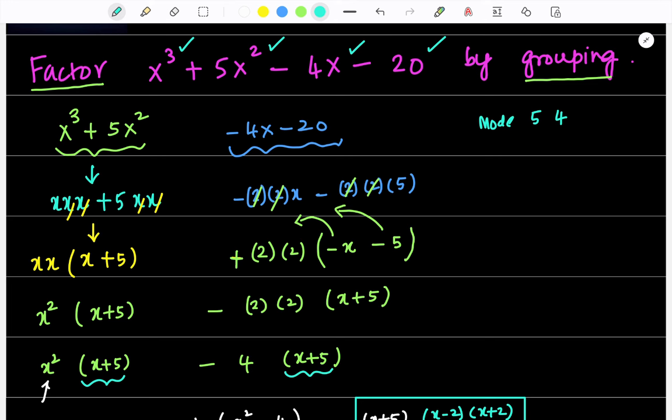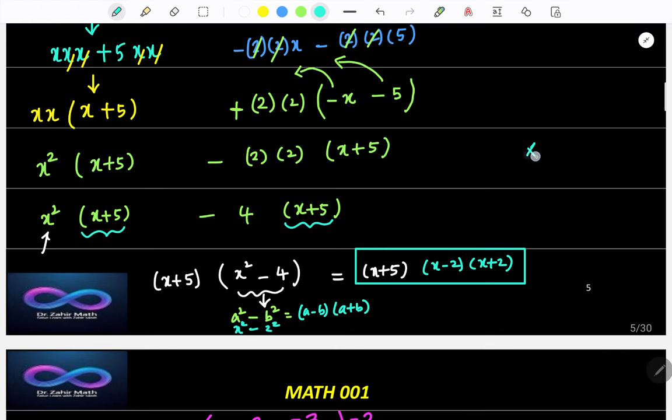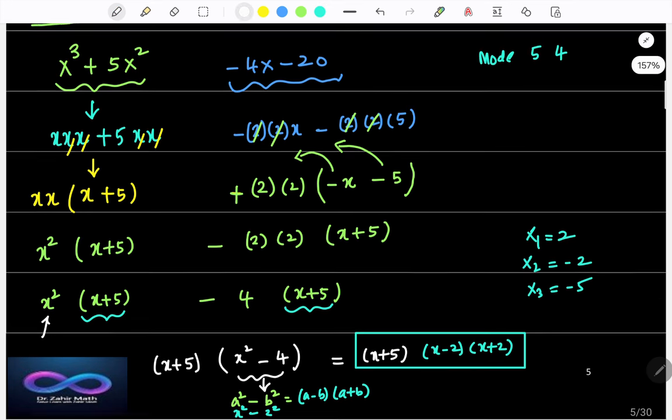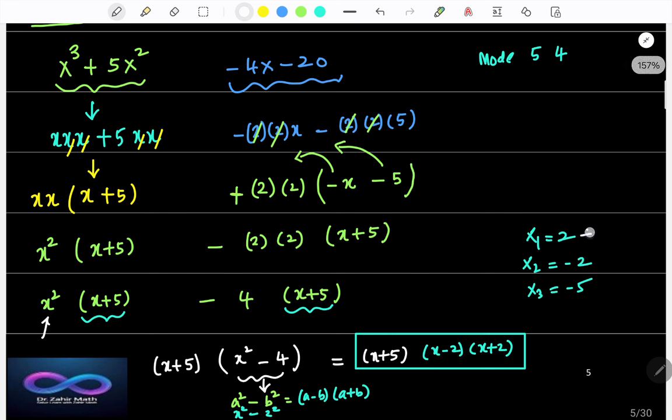If you press equal everything, I'm getting x1 is equal to 2 and x2 is equal to minus 2. Then x3 is equal to minus 5. Okay, look here. So these are your solutions. If these are your solutions, what will be your factor here? X minus 2. What will be your factor here? X plus 2. What is your factor here? X plus 5. Right?